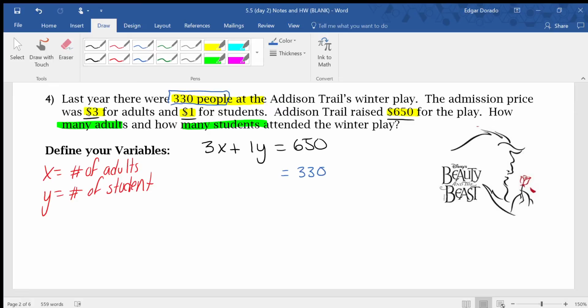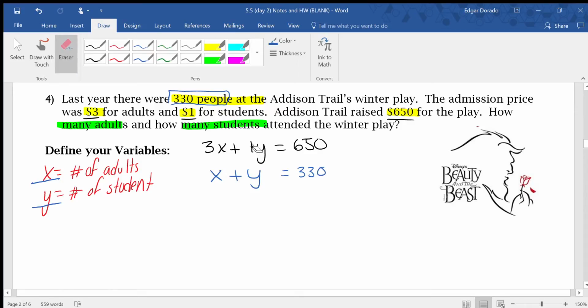Well, what are the only types of people that were at this play? Adults and students. So if I add up the sales of adults plus students, I should have a total of 330 people. And look at that, I already have my equation, okay? And just to make sure it's clear, guys, this one right here, that 1y, I didn't have to put the 1y, I could just leave it as y, just to make sure that you guys are on the same boat, okay? So again, I can go ahead and use substitution or elimination, all right?